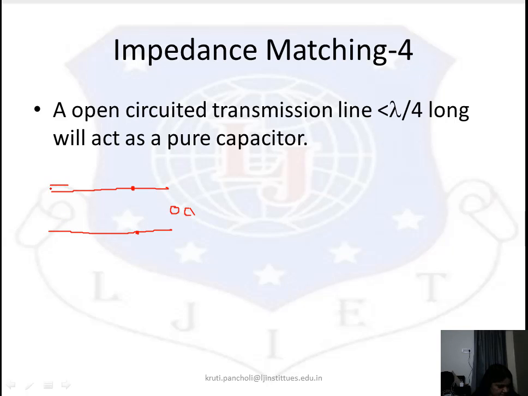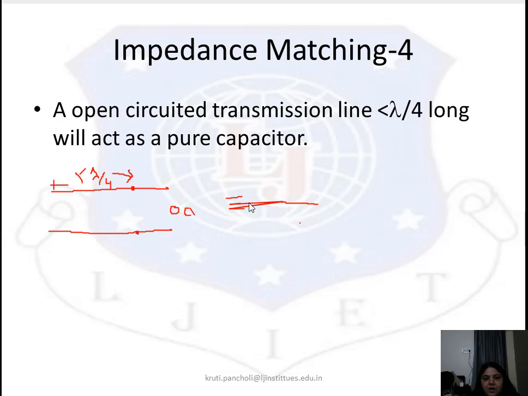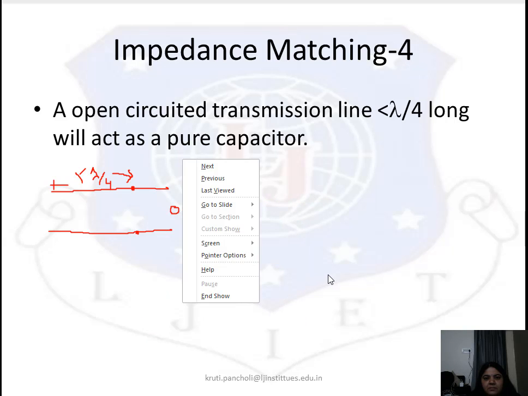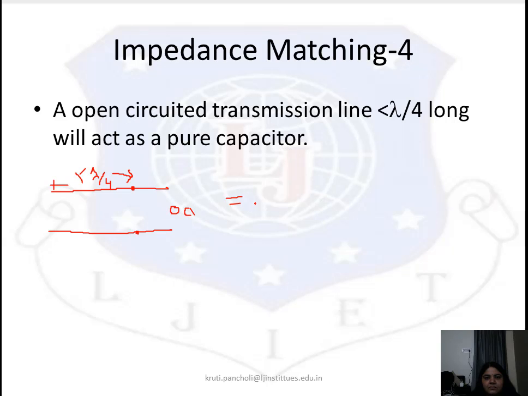Okay, this is the 2 point in my transmission line, and I will just say that it's less than lambda by 4 long. Okay, and what it will do? It will act as a pure capacitor.